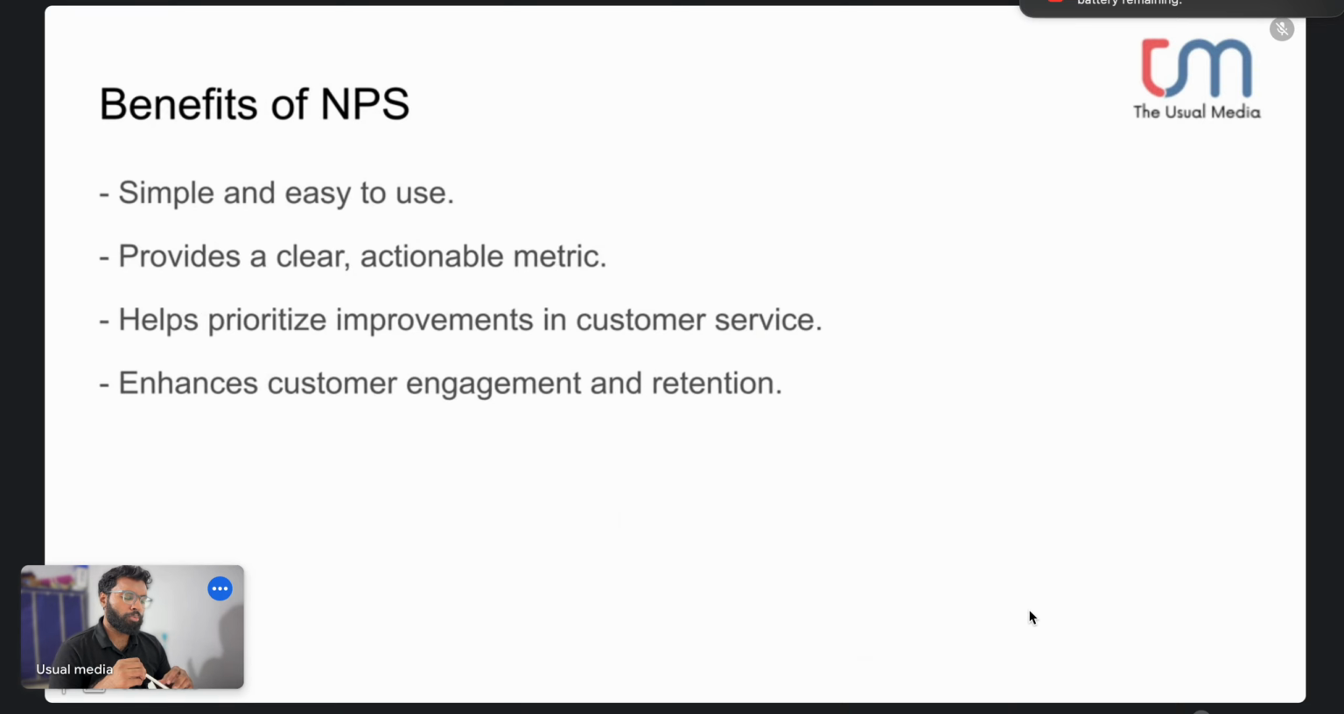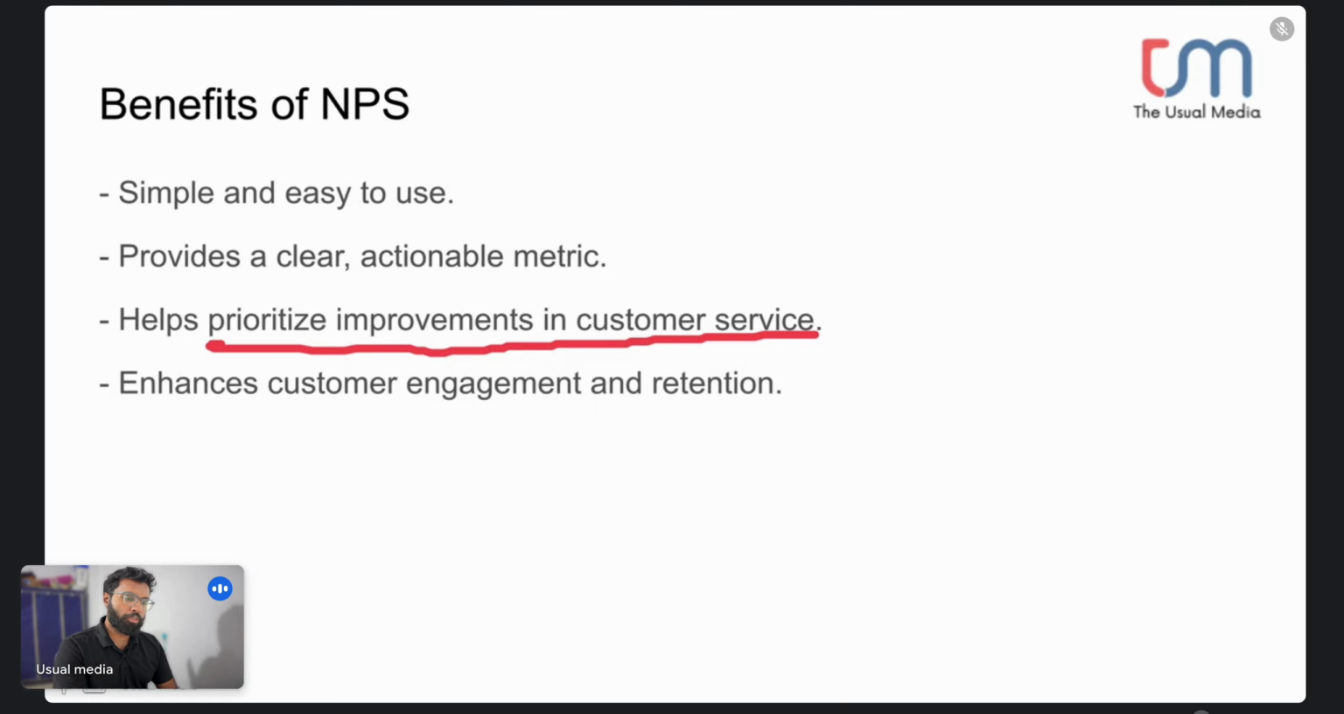Now coming to the benefits of NPS, as we have discussed earlier, NPS is very simple and easy to use. It provides a clear picture. It helps you to prioritize and improve customer service, which is very important. It enhances customer engagement. See, unless and until you talk to your customer, you won't get the insights, and you might not be able to improve your product over a period of time, correct? So that is something you need to figure out.